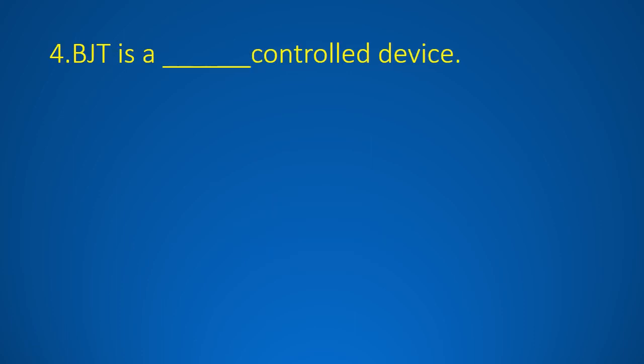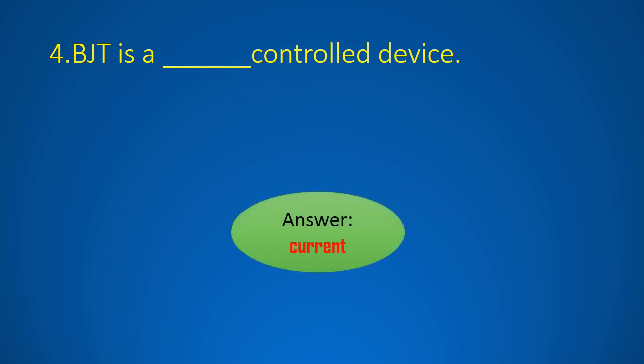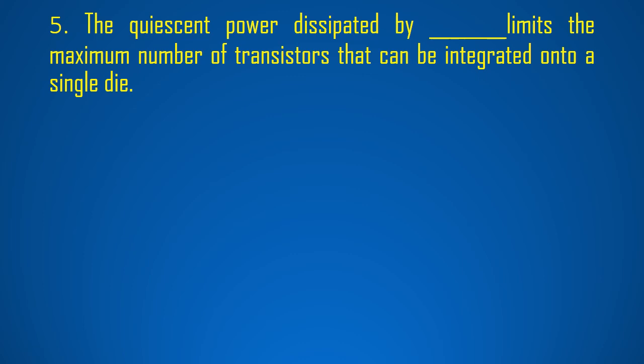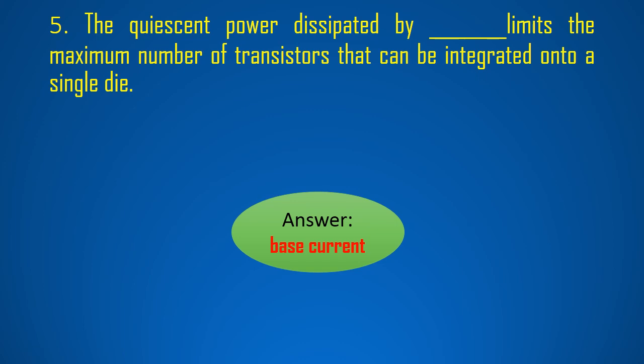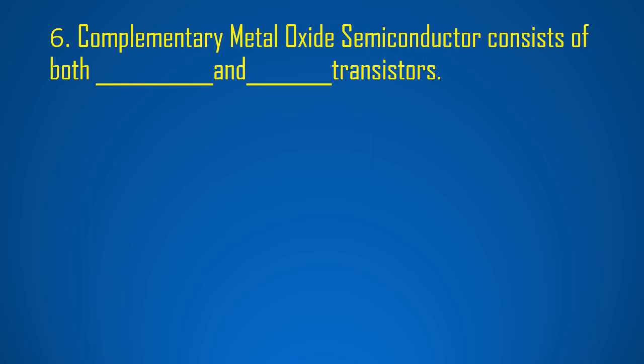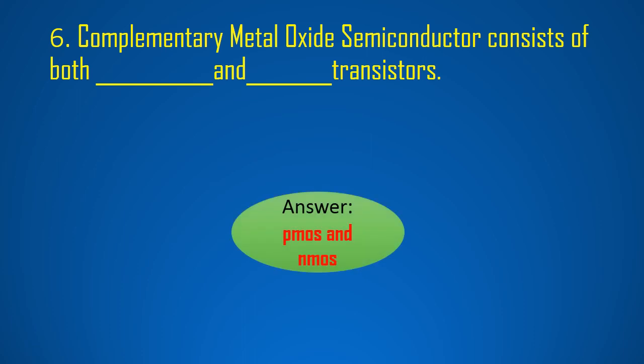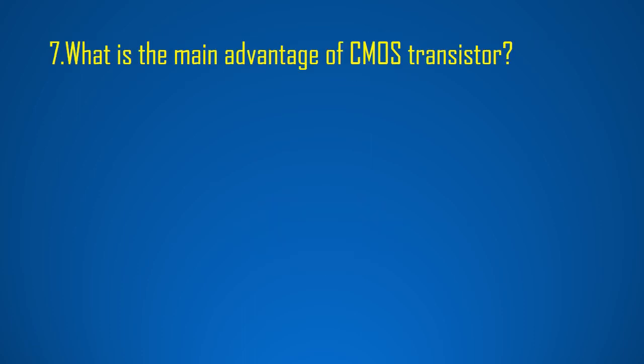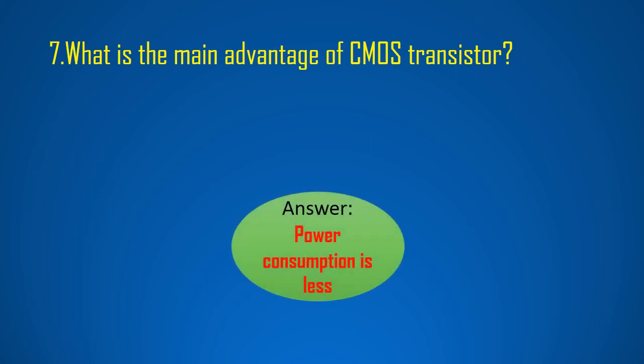So next question, BJT, bipolar junction transistor, is a dash control device. So it is a current control device. The quiescent power dissipated by dash limits the maximum number of transistors that can be integrated onto a single die. So the quiescent power is dissipated by the base current. Complementary metal oxide semiconductor consists of both PMOS and NMOS transistors. What is the main advantage of CMOS transistor? The main advantage of CMOS transistor is power consumption is less.